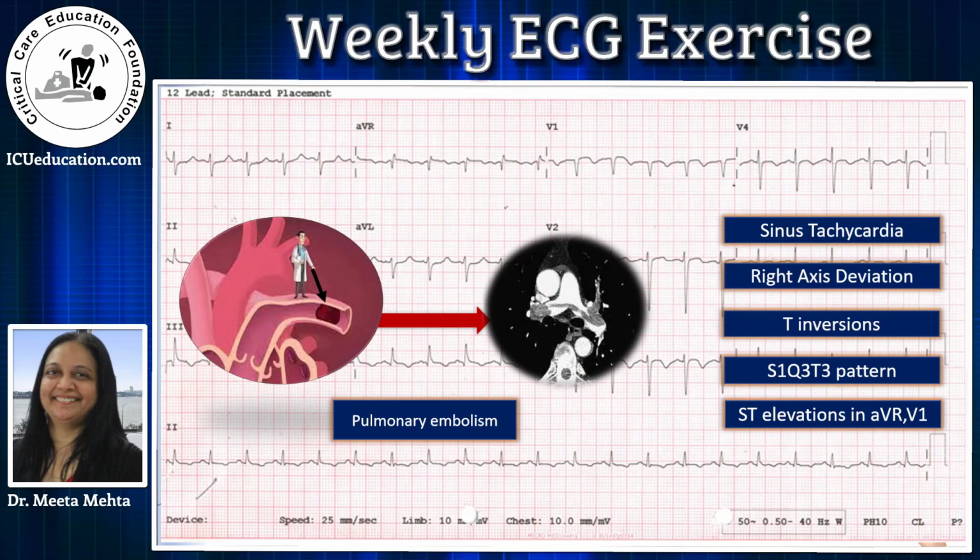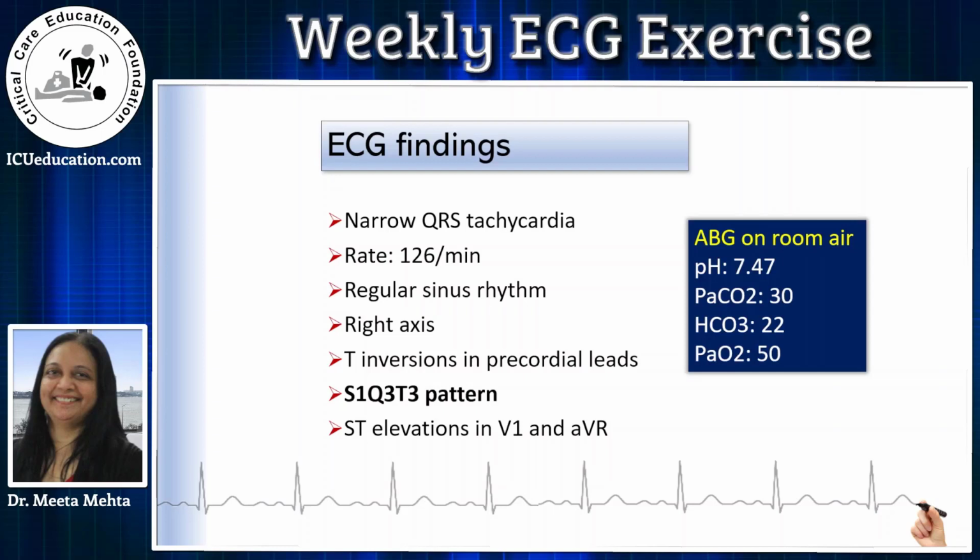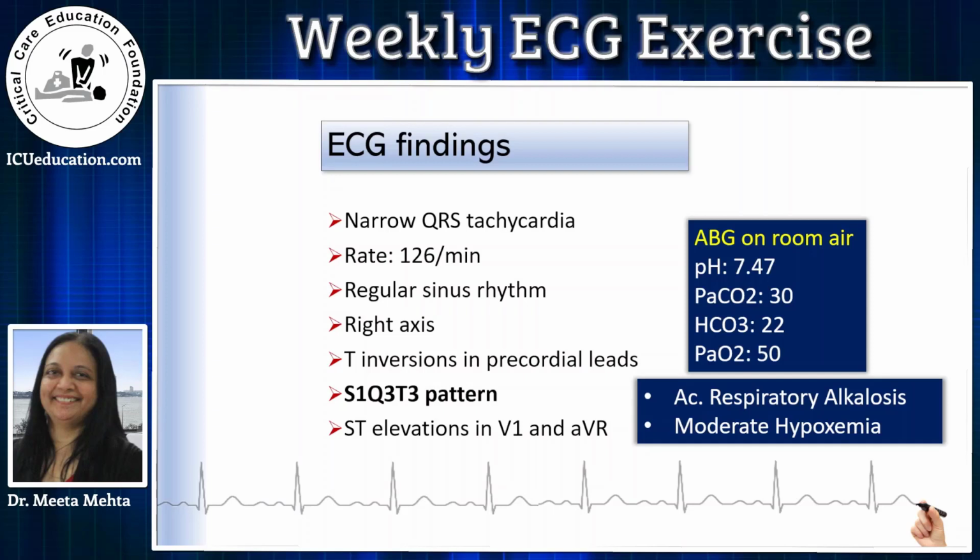In that case, the T wave inversions in precordial leads actually become a right ventricular strain pattern. So with the ECG finding which we got in our patient, we also got an ABG done on room air, which shows a PCO2 which is low and PO2 which is also low, indicating that this patient had acute respiratory alkalosis with moderate hypoxemia, which also supports your diagnosis of acute pulmonary embolism.